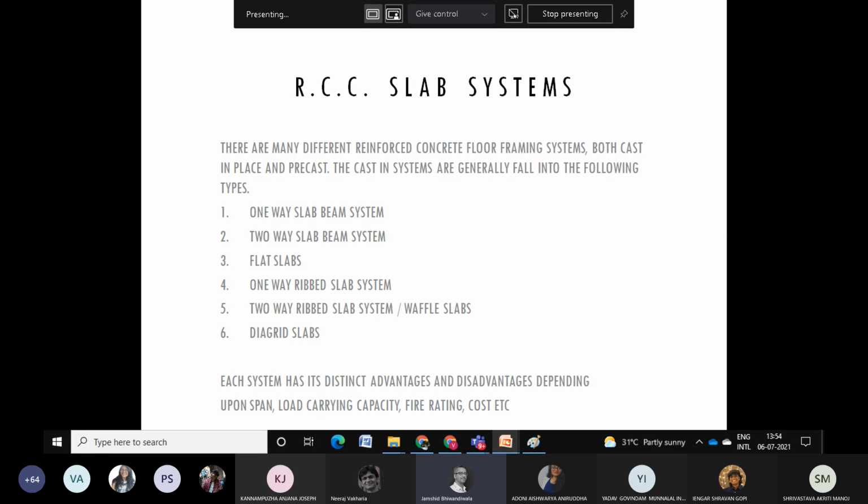And then, naturally, as far as you know, slab systems start with the basic one-way slab system, the two-way slab system, the flat slab system. But this time we are going to be introducing four different advanced slab systems. That is the flat slab system, what is called a one-way ribbed slab system, a two-way ribbed slab system, and the two-way rib slab system is also well known as a waffle slab, and a diagrid slab system.